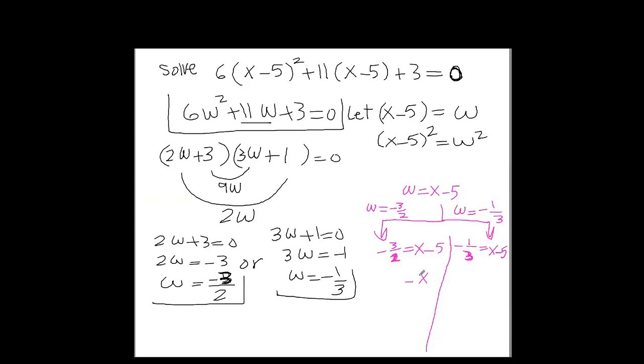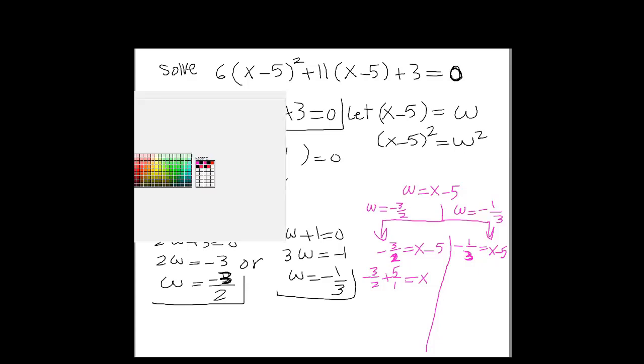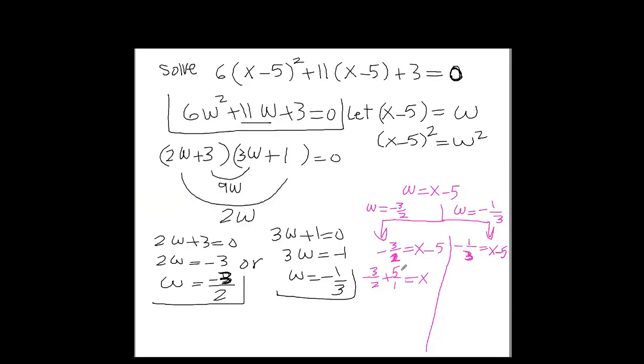We can just simply add 5 to both sides of the equation. -3/2 plus 5 over 1. The LCD is 2. So if I go ahead and multiply the top and bottom of this fraction by 2 over 2, then I get to have the same LCD of 2.